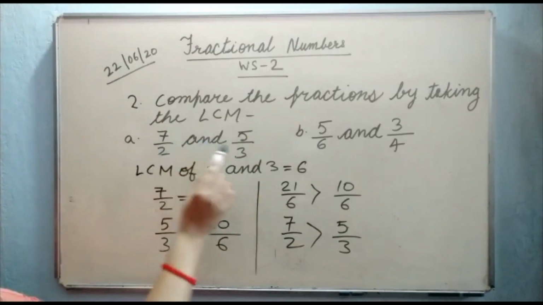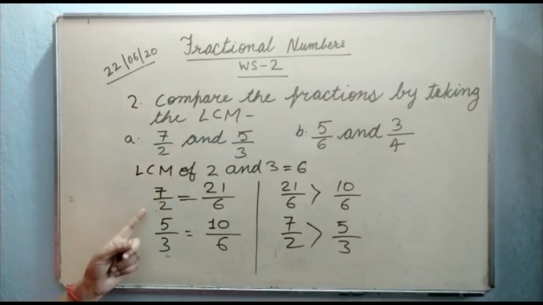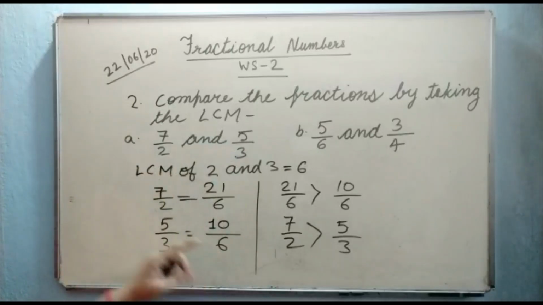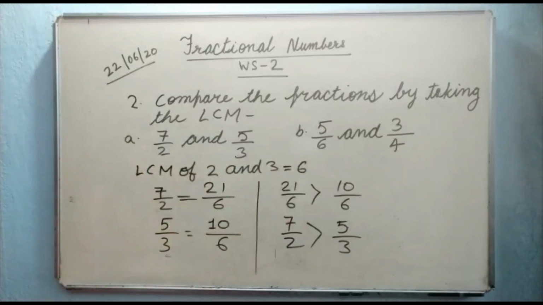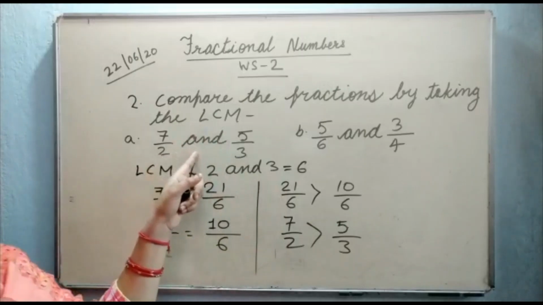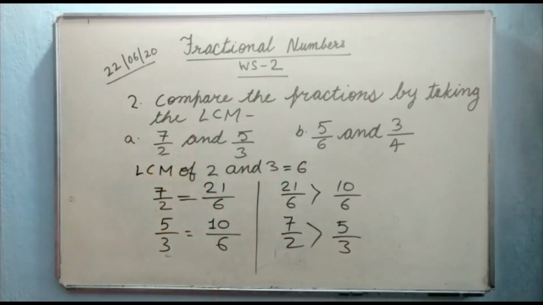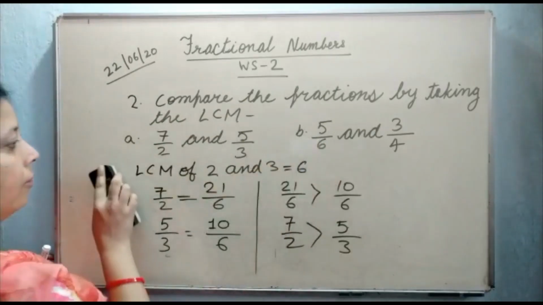Then you have to convert both the fractions into like fractions by converting them as denominator equal to the LCM, and then we compare which side it is greater, and finally we write it with the given question. This is the way by taking LCM we compare. So after doing this A number, let's go to solve B number.